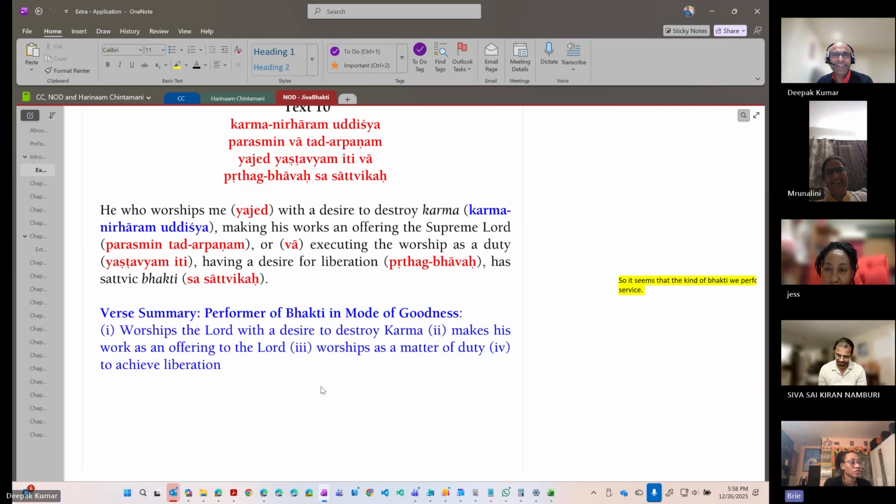Yeah, I think for the mode of goodness, I always have questions on what it means to do devotional service and then have in the back of your mind an expectation that you want to go to Goloka afterwards. I think that's mixed, isn't it? So I have questions around that. If that's the case, then I definitely have struggles with mixed bhakti.